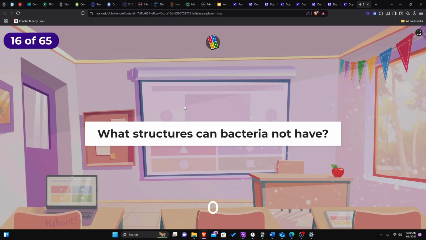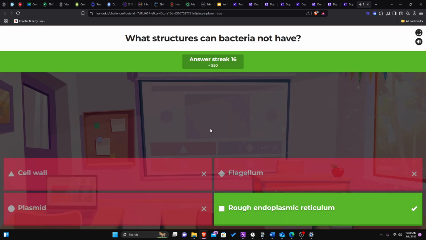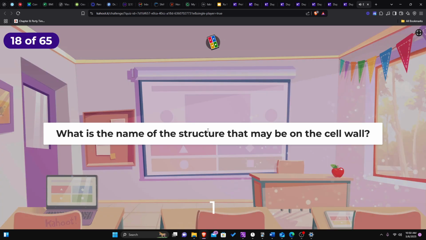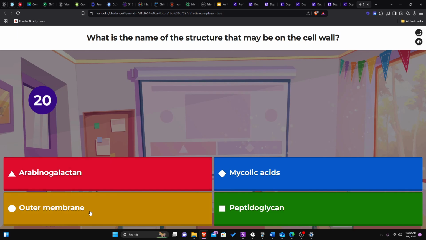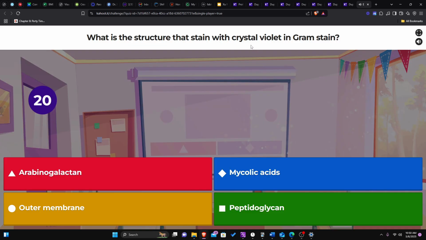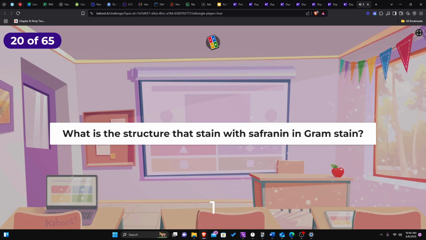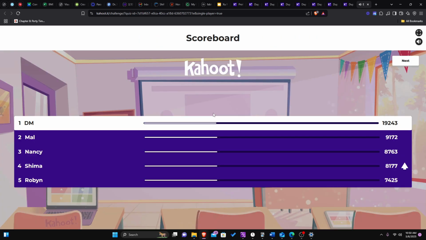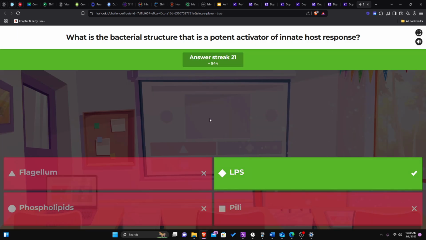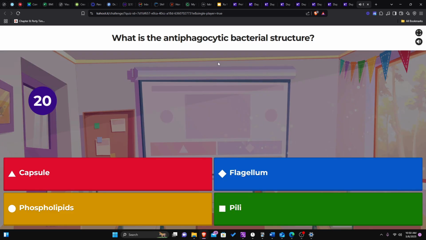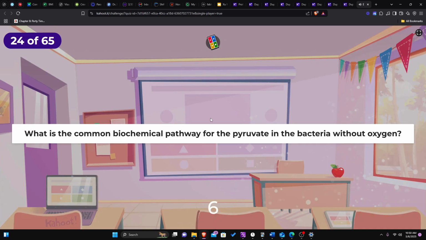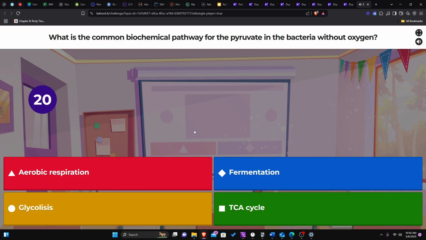All the membrane-bound organelles do not have... Peptidoglycan may be on the cell as outer membrane for those gram-negative bacteria. Violet goes with peptidoglycan. Safranin for the gram-negative is going to go to the outer. Thick. Fermentation.